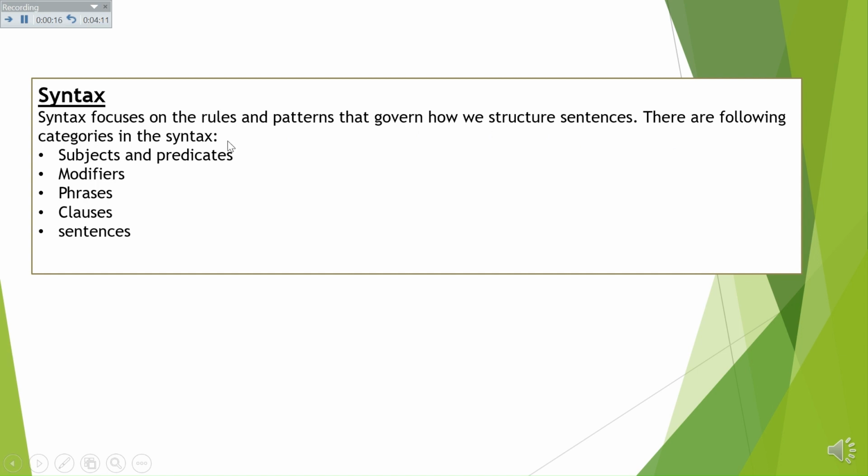There are the following categories in syntax. First is subjects and predicates. Second is modifiers, phrases, clauses, and then sentences. Each of them has different types. Sentences are of different types. Clauses are of different types. Phrases are of different types. Modifiers are also of different types. We will discuss them in detail in our separate videos.